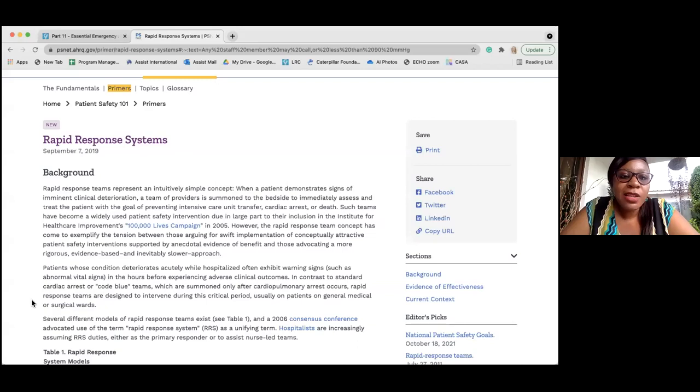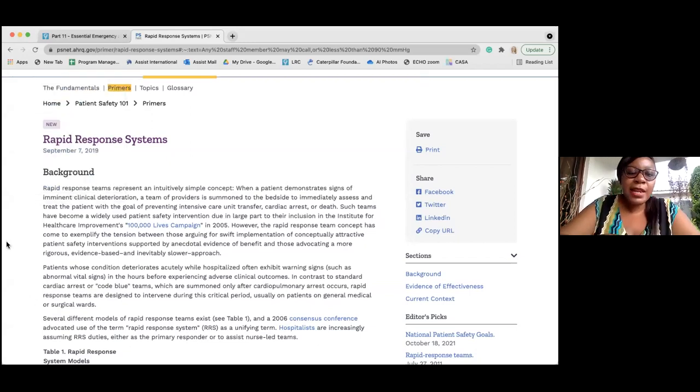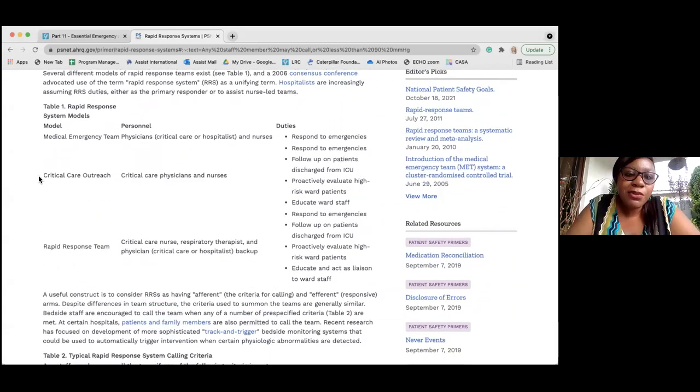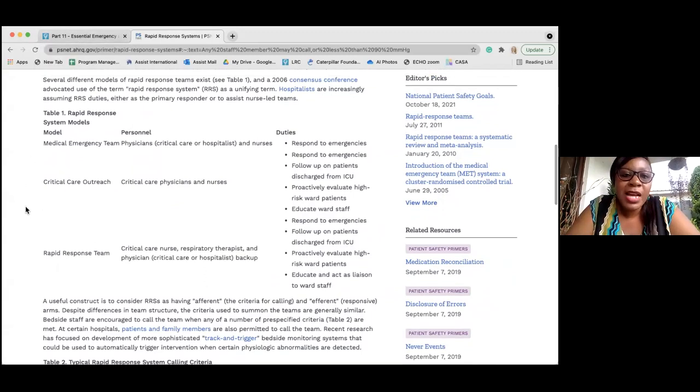And this one gives a good background and overview on the concept of rapid response teams and what their role is in the medicine we're practicing in our times. So please feel free to visit the Learning Resource Center. It also tells us the system models which are available in different countries.